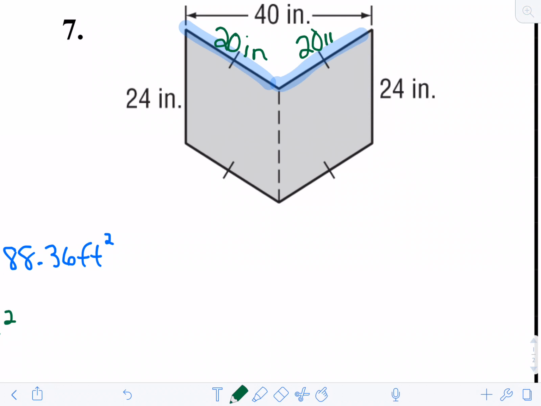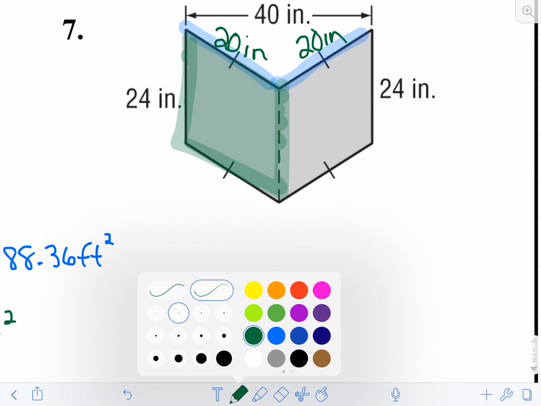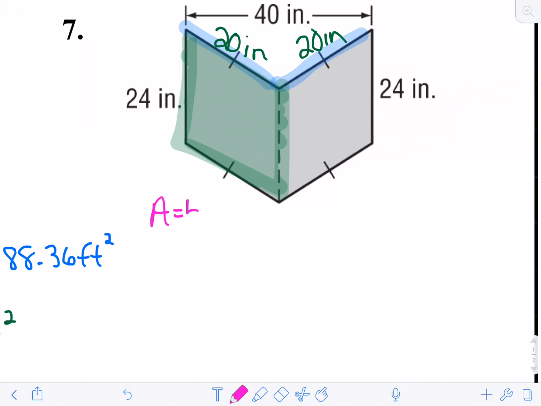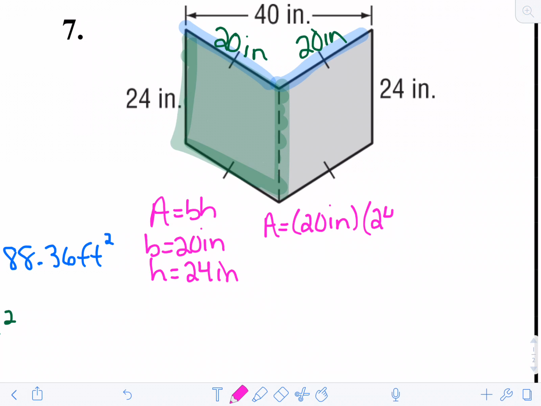So if I can find the area of one piece, and multiply that by 2, then I'll have the area of the whole thing. So what I'm going to do here is I'm going to find my area by doing base times height. Well, my base is 20 inches and my height is 24 inches. So the area is going to be 20 inches times 24 inches and that will get me 480 inches squared.